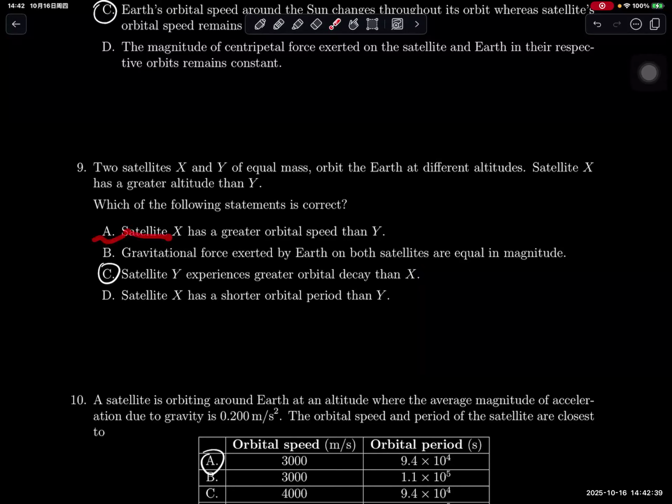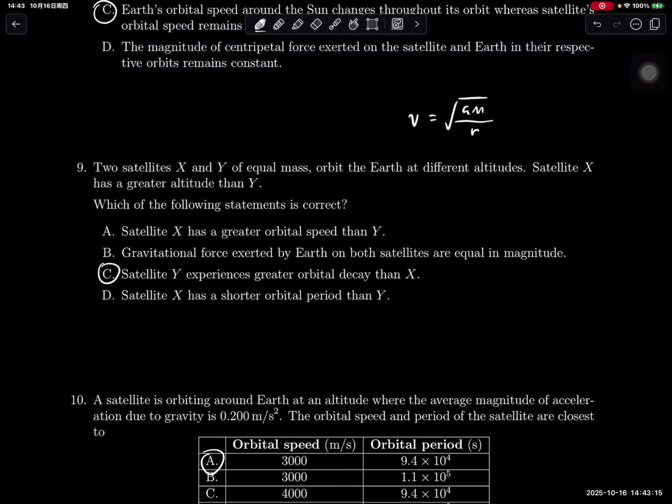Choice A says that satellite X has a greater orbital speed than Y. That's not correct because, if you remember, the orbital speed is the square root of GM over r. Y has a smaller radius, so Y's velocity will actually be larger, and X has a smaller velocity. A is a contradiction. B says the gravitational force exerted by Earth on both satellites is equal. That's wrong because the masses of the satellites are the same but the radii are different, and Y is closer, so Y has a larger force.